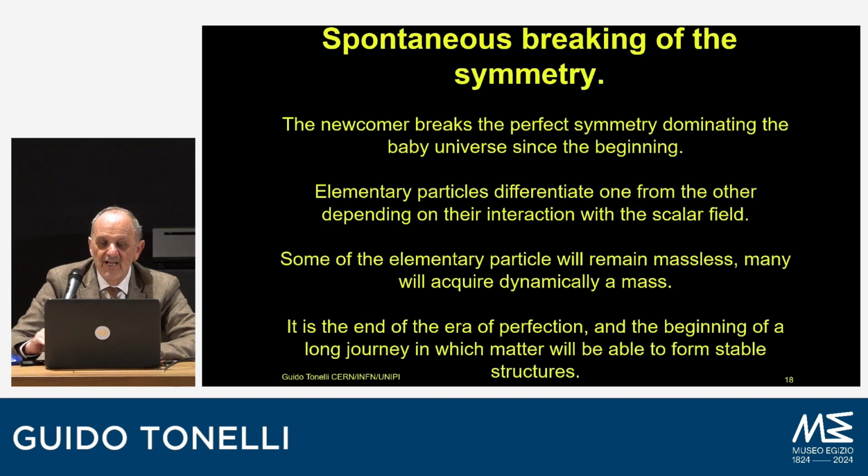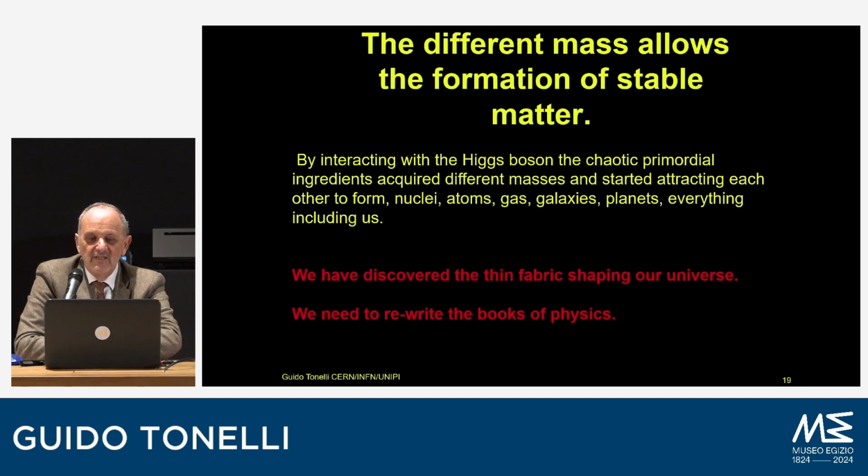And this is what we call spontaneous breaking of the symmetry. So we have lost the beauty of the symmetry, but we have gained stability. Stability at the level of billions of years. Now matter is not anymore identical. There are heavy quarks, light quarks, and some of them can organize. At this point, the elementary particles that get some mass can organize themselves in the form of protons and neutrons, and then atoms, and then gas, galaxies, planets, everything, including us.